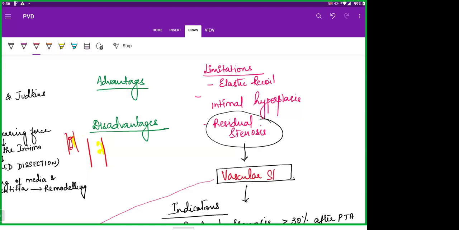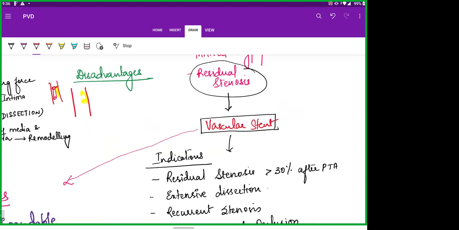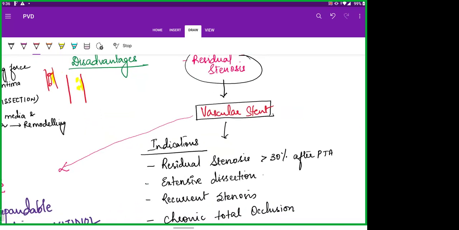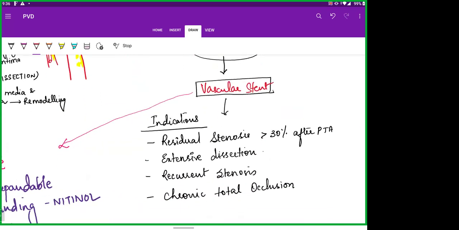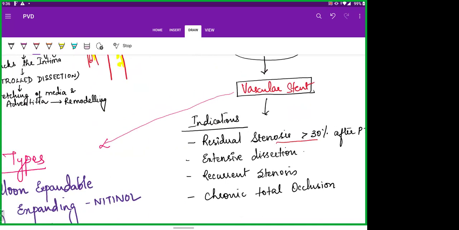So to prevent all these things, we need to put something called a vascular stent. Along with balloon dilatation, we put a stent through this angioplasty technique. Now, when we talk about stents, what are the indications? Where do we have to put a stent? Suppose even after dilating, there is a residual stenosis of more than 30%. Then if there is an extensive dissection, or a recurrent stenosis, or if there is a chronic total occlusion, you need to put in a stent.